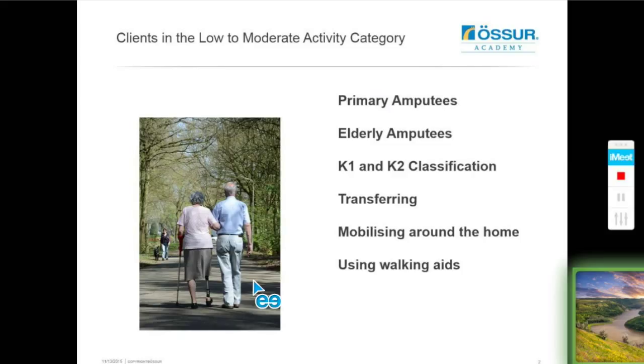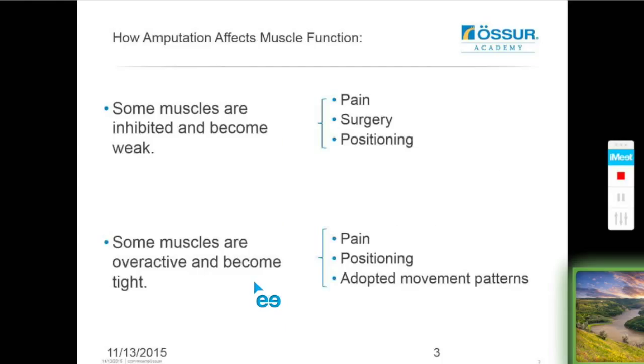These webinars are looking at clients in the low to moderate activity category, and they would include your primary amputees walking on for the first time on their prosthesis, elderly amputees, those in the K1 and K2 classification, those using their prosthesis for transferring, mobilising around the home, and amputees using walking aids, because the way you use a walking aid can have a significant effect on the amputee gait, as we'll see later in the webinar.